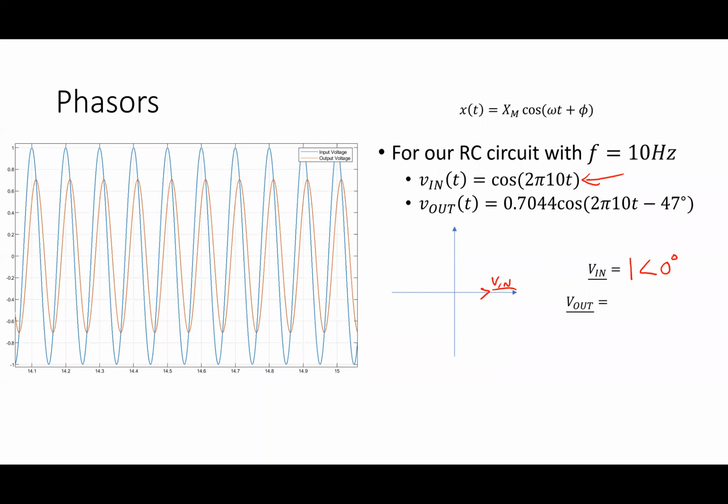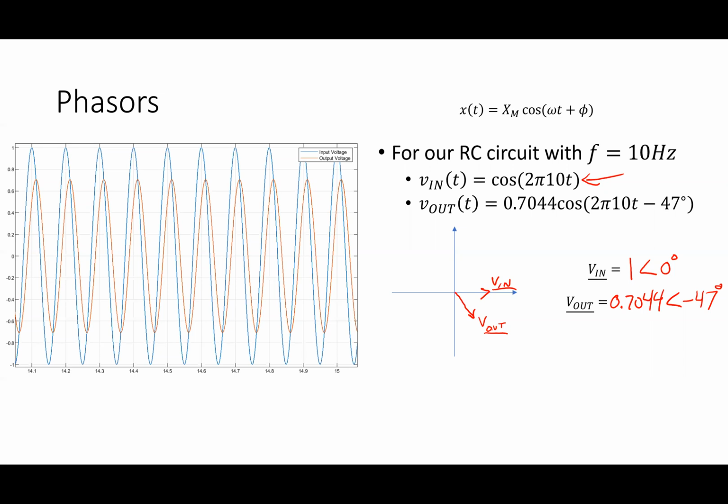Now, V out, let's say, was this voltage here. Apparently this one has 0.7044 as its amplitude and negative 47 degrees as its angle. So what would I write as the phasor for that? 0.7044, and the angle would be negative 47 degrees. Now, where is that? We're somewhere down here, right?